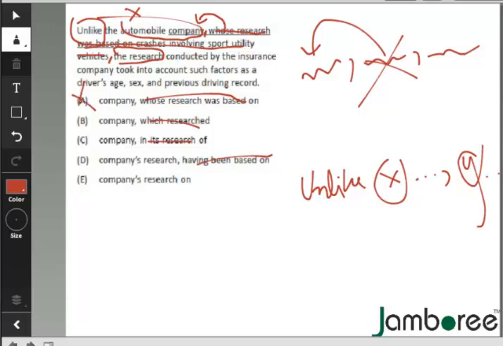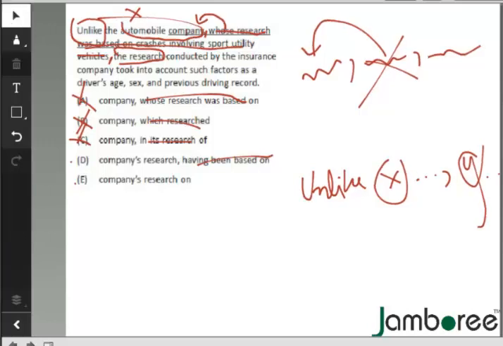Automobile company and research, not comparable. Automobile company's research and research, both of them are comparable, right? So we have these two things now. Good news. Just by using the rule of like-unlike, we have been able to eliminate three options. We are down to two.